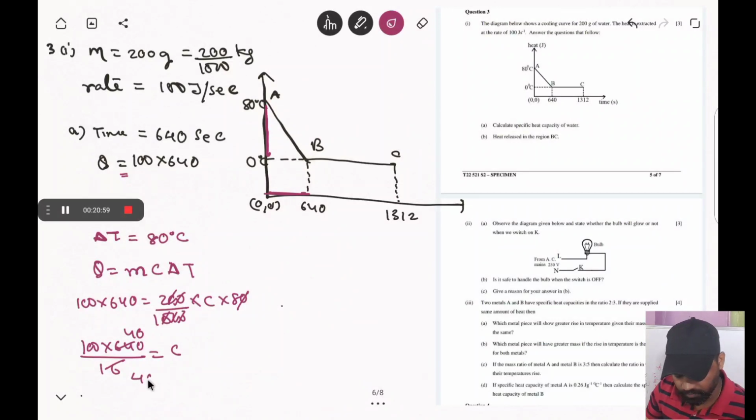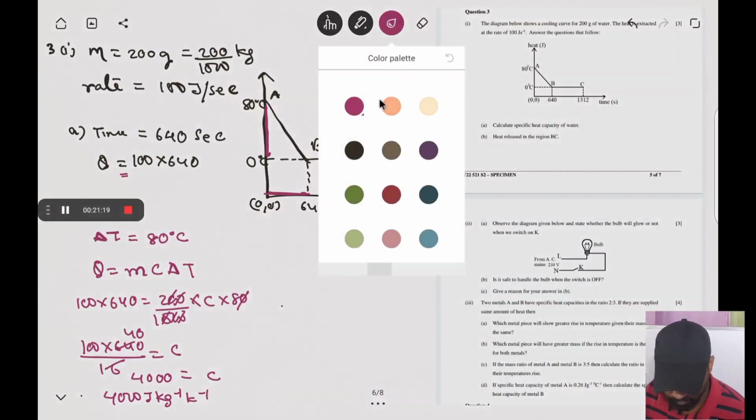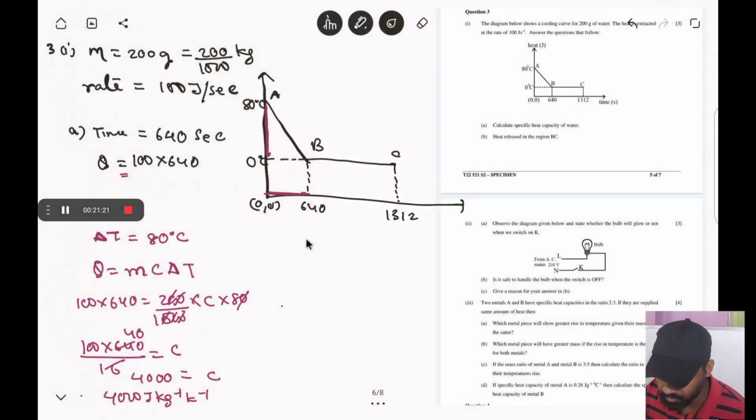40 times, that is 4000, isn't it? So that's my answer. C will be what? 4000 joule per kg per Kelvin. Done. The first part. We got the specific heat capacity.